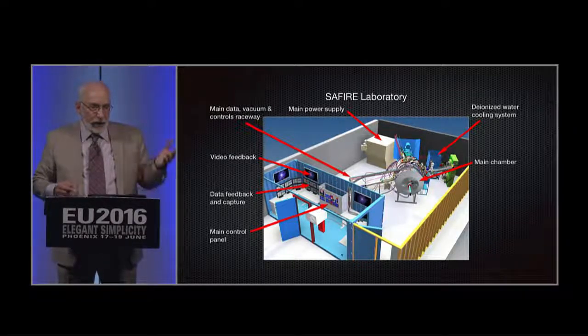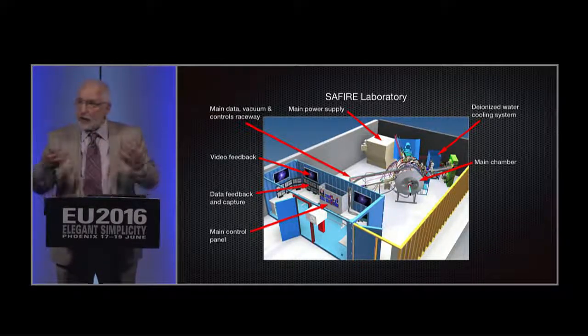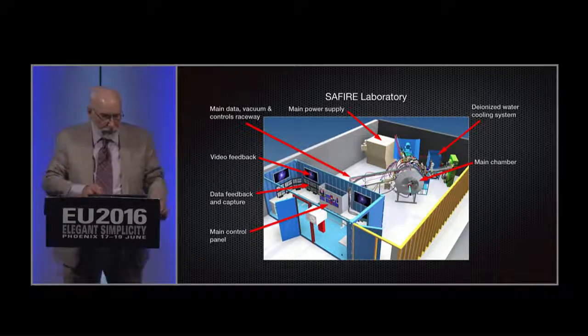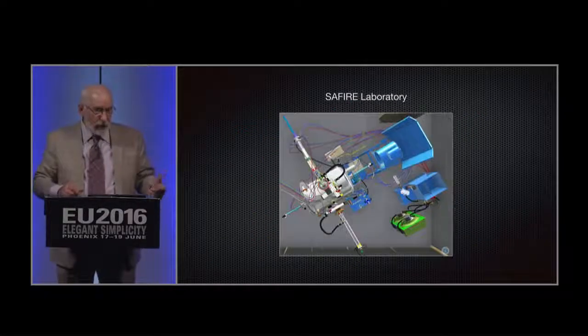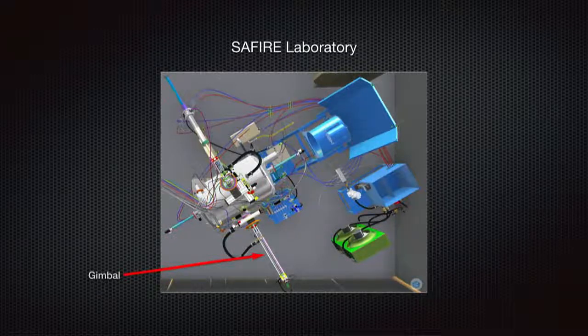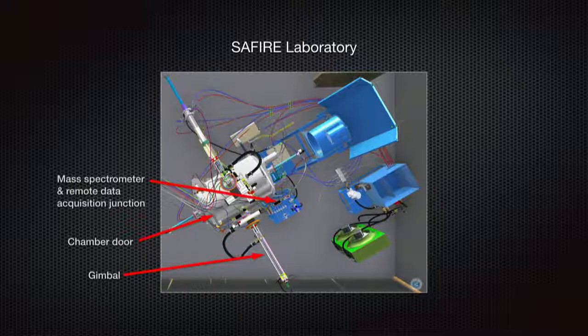And we have a deionized water cooling system. The reason why we use deionized water is due to its resistivity, and we'll talk about that a little bit. And then, of course, you have the main chamber. So this is just a quick overview of what SAFIRE was modeled and engineered to be. And the pictures you're going to see are really a replica of what has been modeled here over the course of the year.